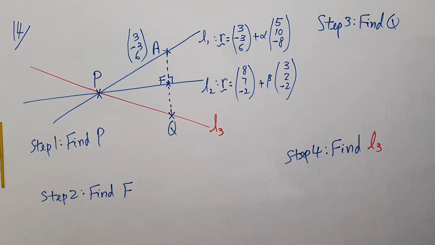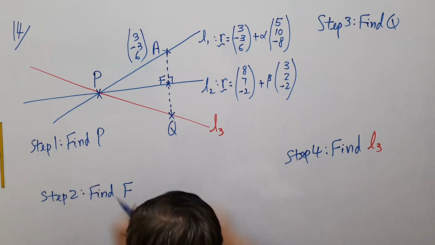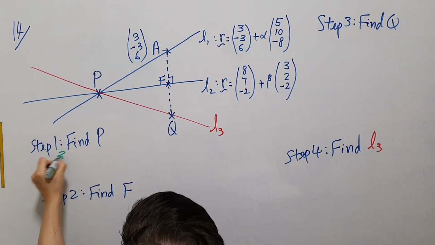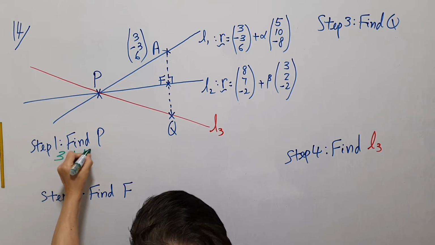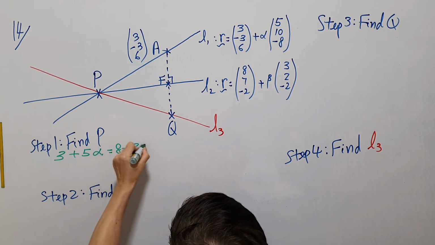So first and foremost, how do we go about finding the point P? P is the intersection between these two lines. To find the intersection between the two lines, we have to equate the equations of these two lines. How do we equate them? We will equate this to this and get the equation. Okay, maybe I should write in green. 3 plus 5 alpha is equals to 8 plus 3 beta.